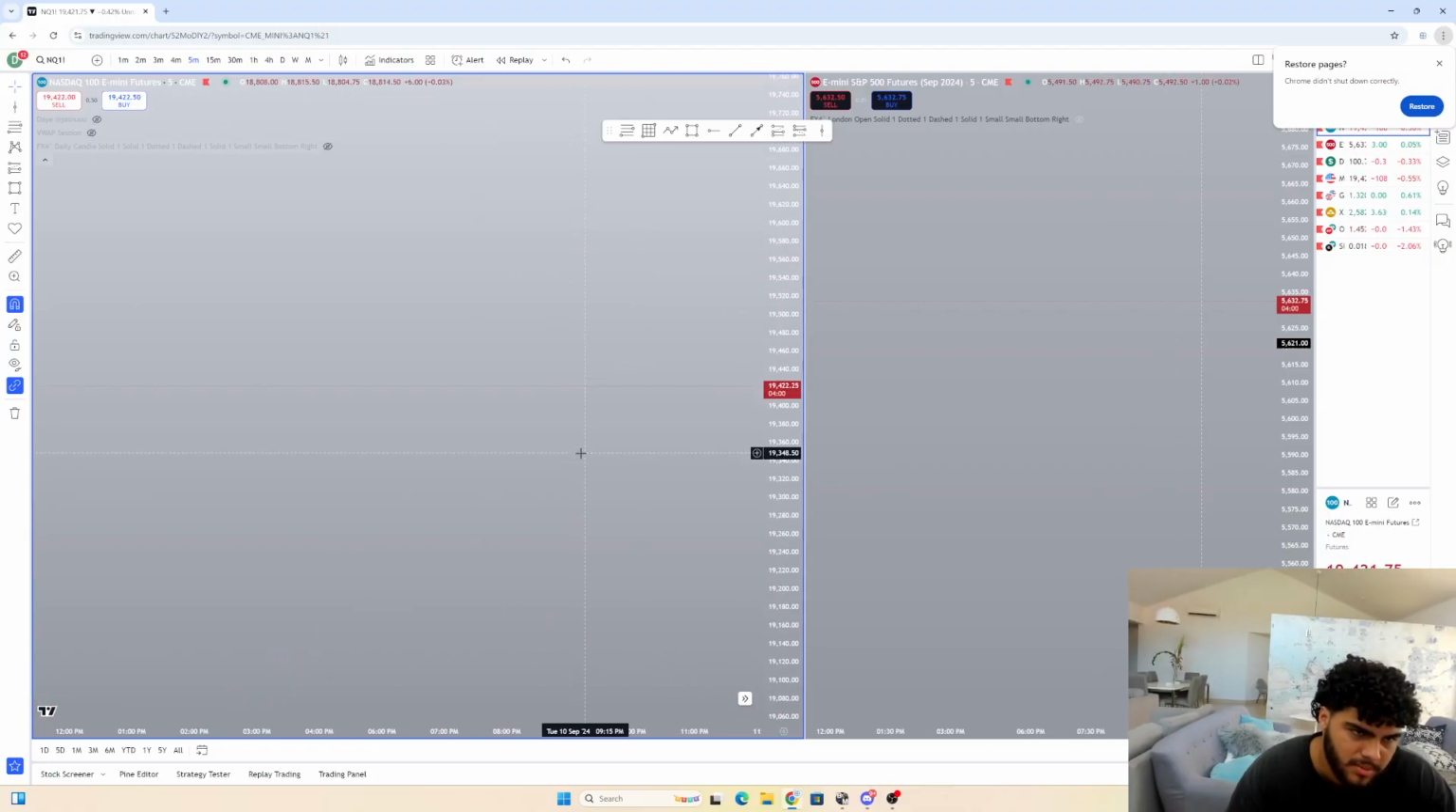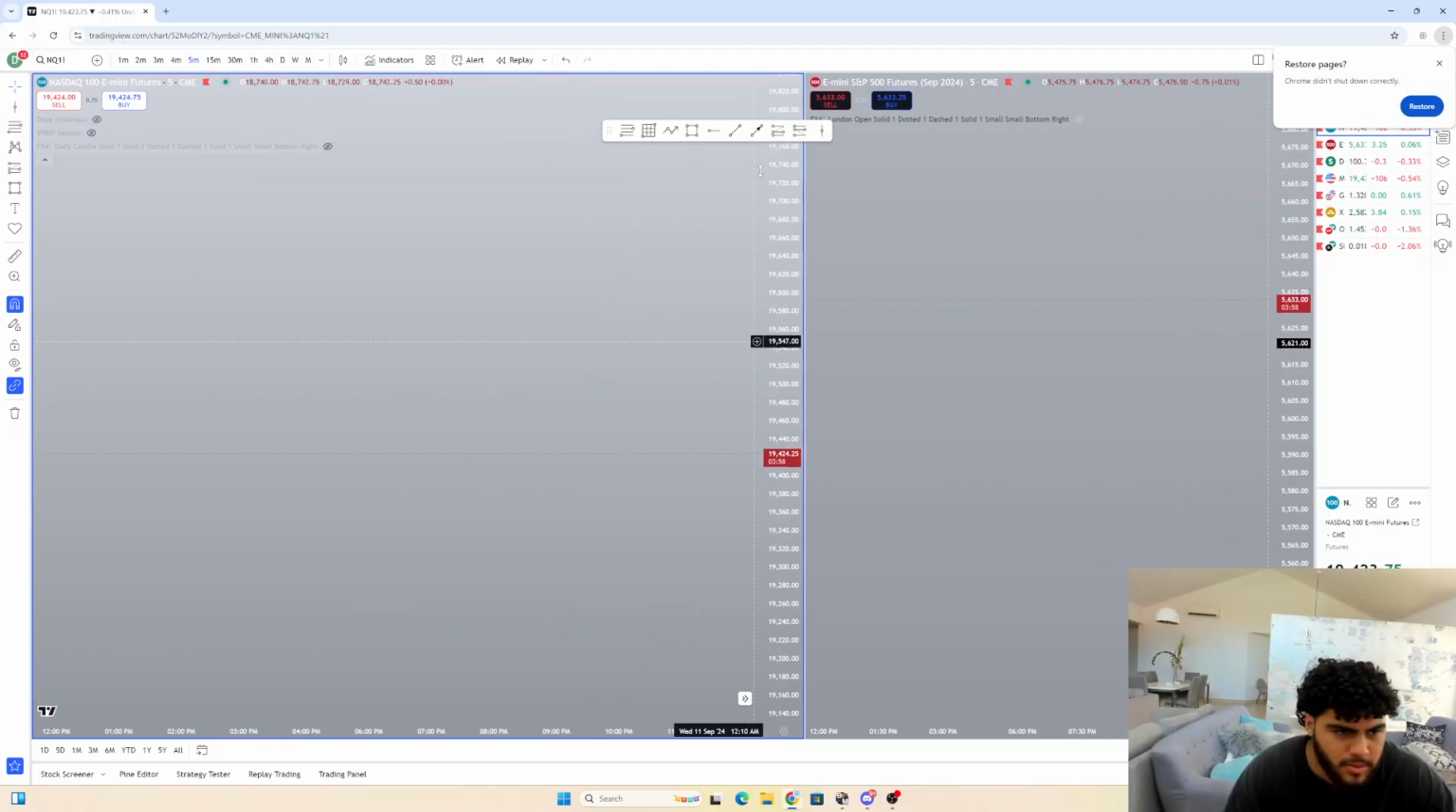Breaker blocks are going to be the most complex. So we'll get into that.